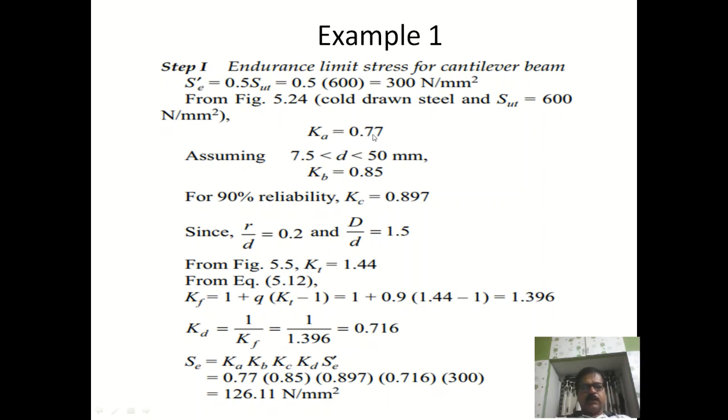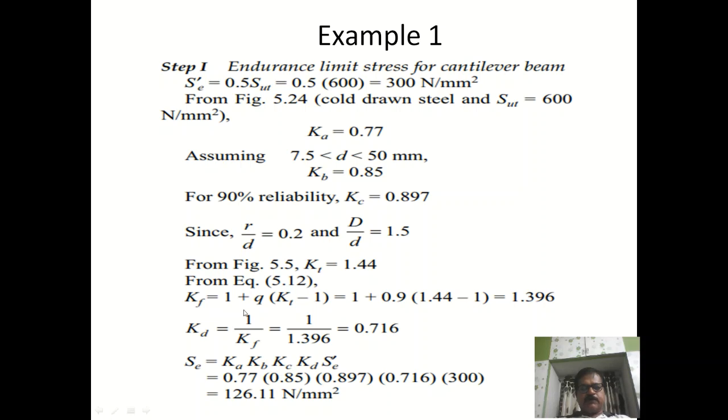The Ka is 0.77 and Kb, that is the size factor, since the dimension is assumed between 7.5 to 50 mm, is 0.85, and the next one is the reliability factor. For 90% reliability, the reliability factor is 0.897. The ratio of radius of curvature to diameter, R by D, is 0.2, because R is 0.2D, and the ratio of the larger side to the smaller side of the dimension is 1.5. From these two, the theoretical stress concentration factor is obtained from the data book as 1.44.